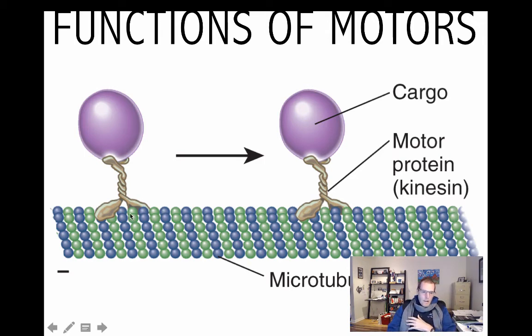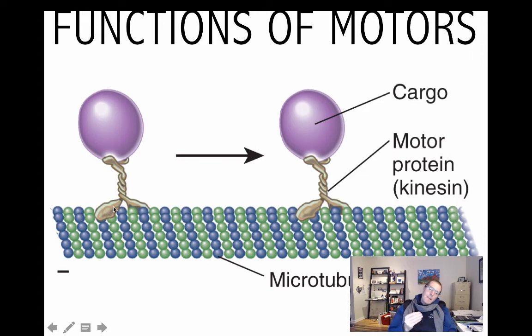And you can see that there's a head here, and then there's this kind of winding tail that's bound to this cargo molecule. That cargo molecule could be anything, like a little sack of neurotransmitters that's got to go from one end of an axon to another in a nerve cell. And so here's our cargo. The tail of the protein is bound to the cargo. Here's the tail, there's the hinge in there, and there's the head.